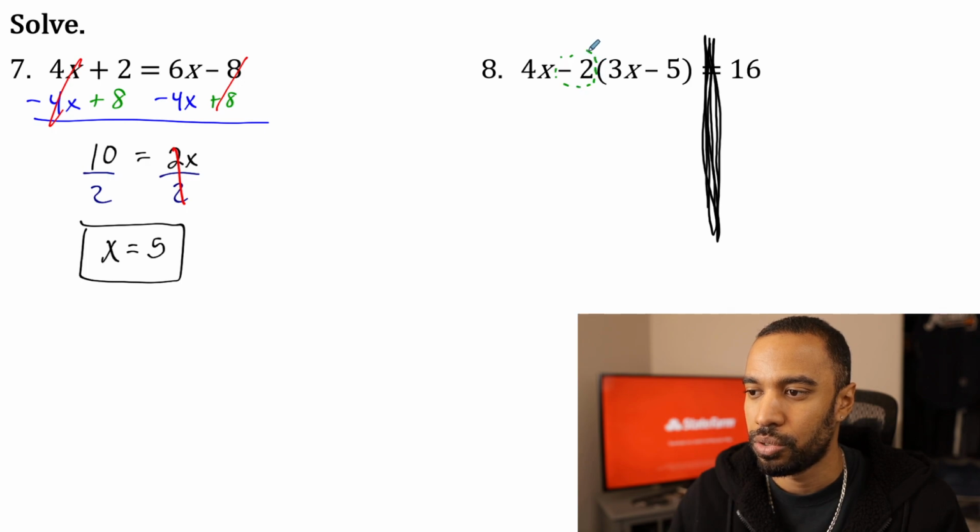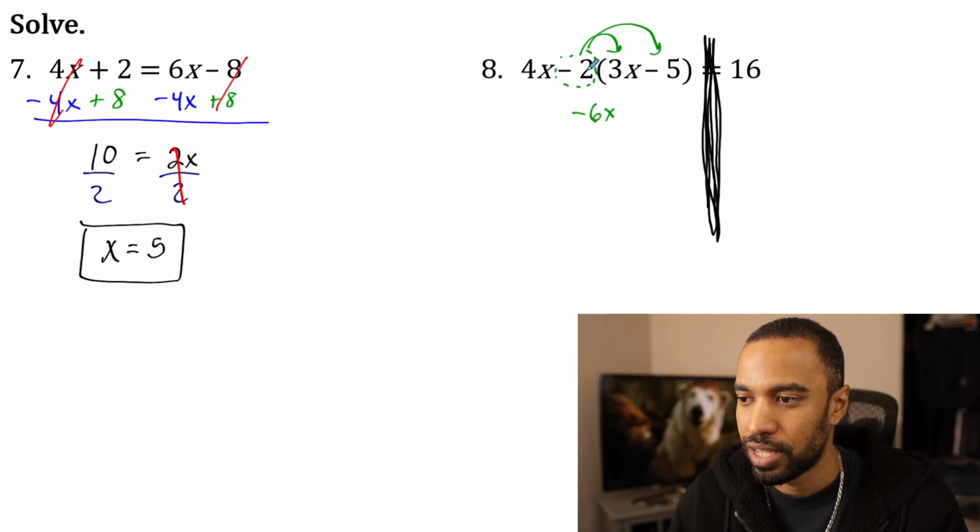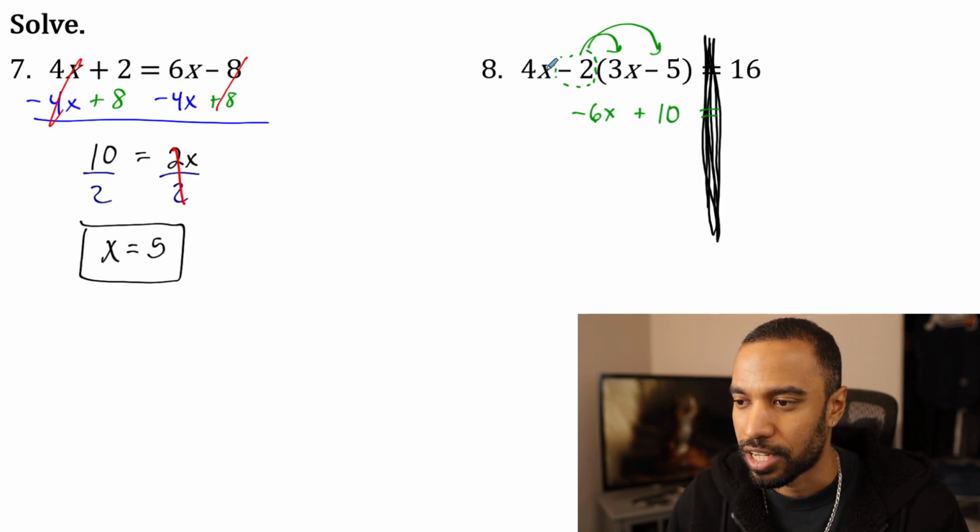Let's go ahead and play with distribution like we did last time. This negative 2 is going to distribute into both terms here. And I'm going to get negative 2 times 3x is negative 6x. And negative 2 times negative 5 is positive 10. So I have, there's an equals, negative 6x plus 10. And I also still have this 4x hanging out right there.